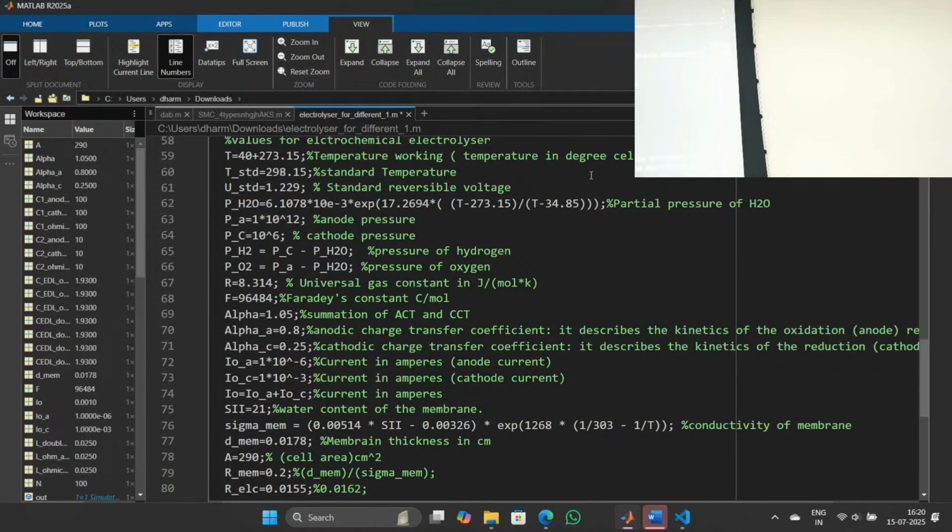This one, anodic charge transfer coefficient and cathodic charge transfer coefficient. This is just a comment, definition for that. This is alpha, it is the summation of alpha A plus alpha C.